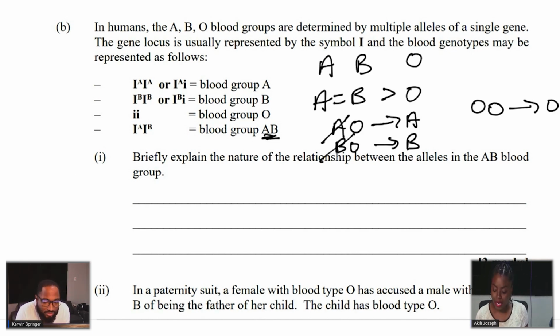So then part 1 asks us now to briefly explain the nature of the relationship between alleles in the AB blood group. So that's this one here, right? They're asking us to explain that one. So we're saying that the allele that codes for A and the allele that codes for B, because it results in you being AB and one is not dominant over the other, they're both equally dominant. They have equal presence, or they show equally in the phenotype, or they're both expressed equally. At the end, we would describe them as being co-dominant, right? So that is what you want to write here.